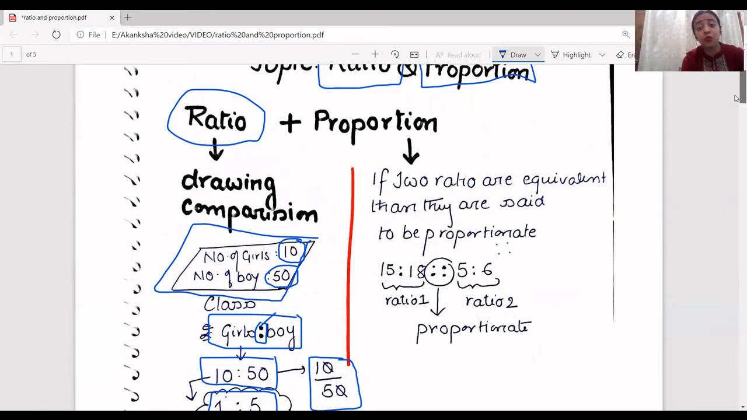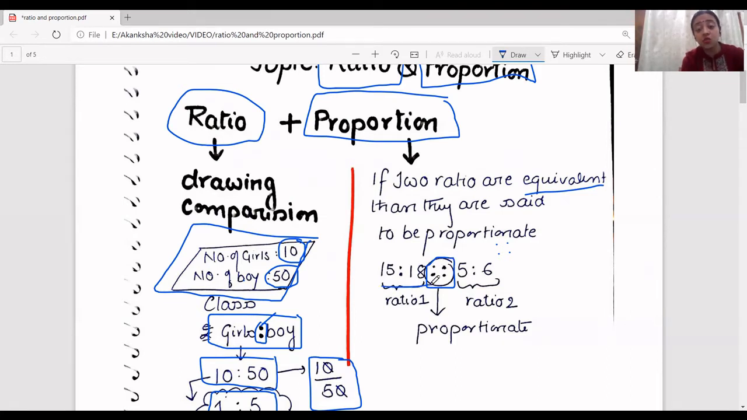Moving ahead to proportion. Another word that we discussed is proportion. Two ratios are said to be proportionate when they are equivalent to each other. Just now we discussed the definition of equivalency in ratio. Two ratios are said to be proportionate when they are equivalent to each other. So how do you represent proportion? You represent proportion by a double colon.